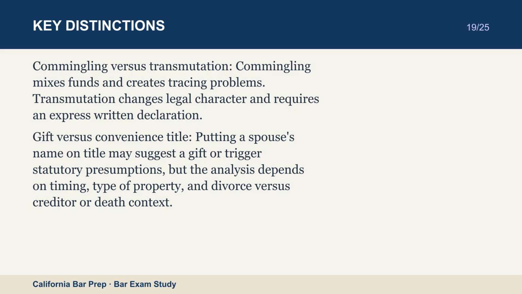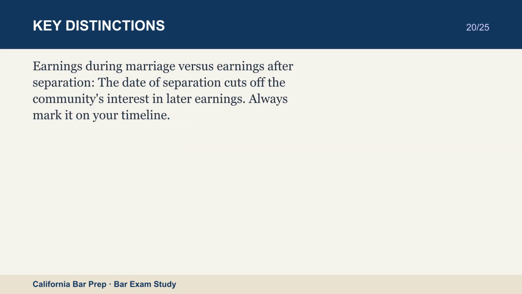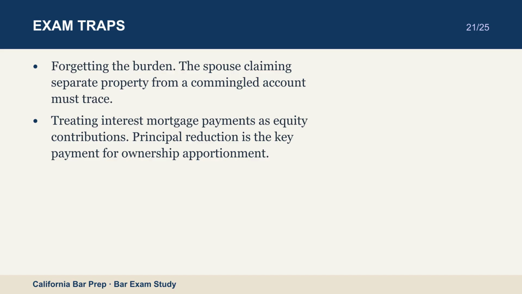Earnings during marriage versus earnings after separation. The date of separation cuts off the community's interest in later earnings. Always mark it on your timeline. Forgetting the burden. The spouse claiming separate property from a commingled account must trace. Treating interest mortgage payments as equity contributions. Principal reduction is the key payment for ownership apportionment.